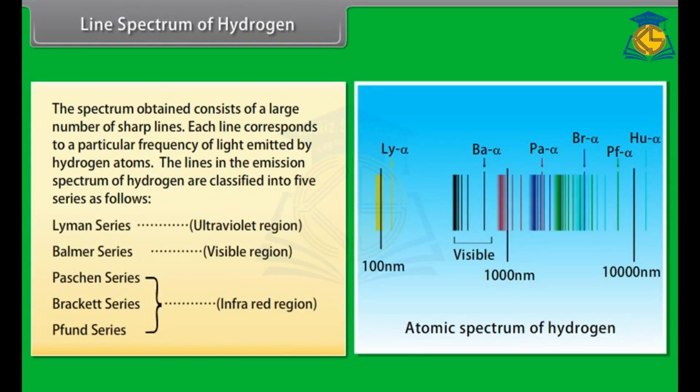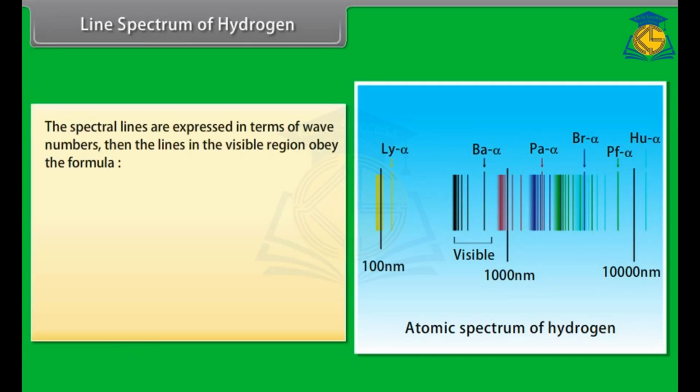Lyman series. It is in the ultraviolet region. Balmer series. It is in the visible region. Paschen series, Brackett series and Pfund series. These are in the infrared region. The spectral lines are expressed in terms of wave numbers. Then the lines in the visible region obey the formula.